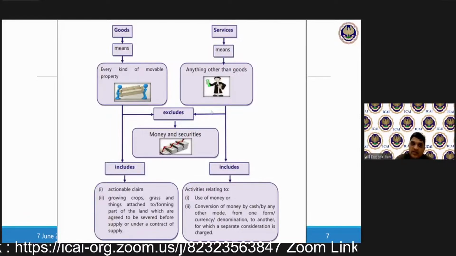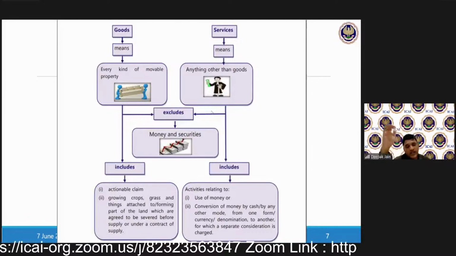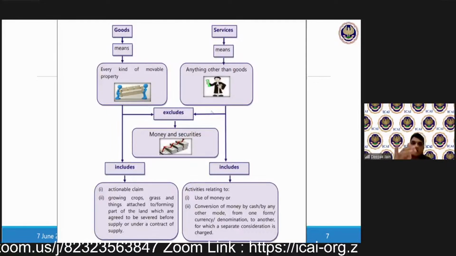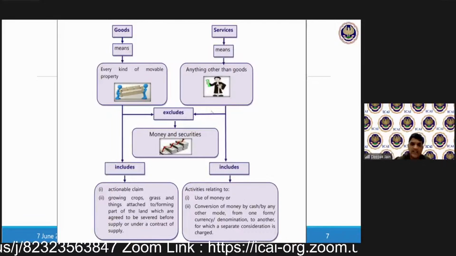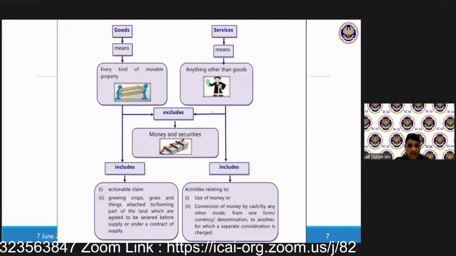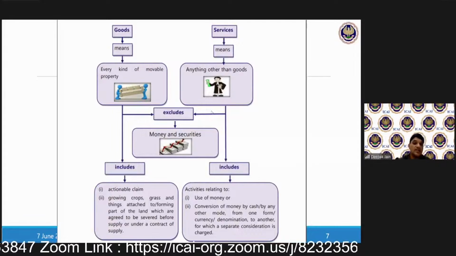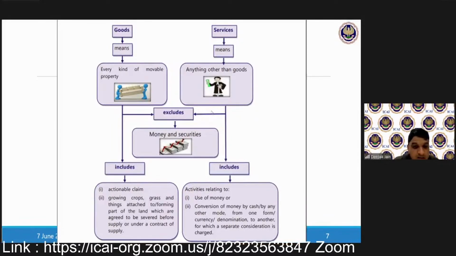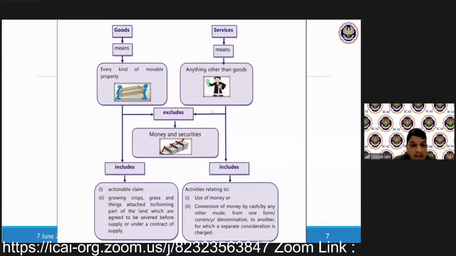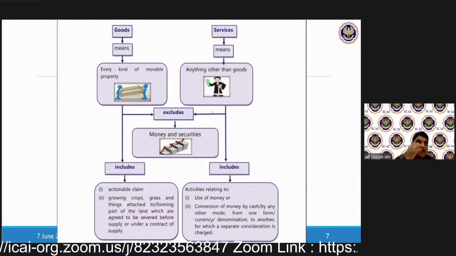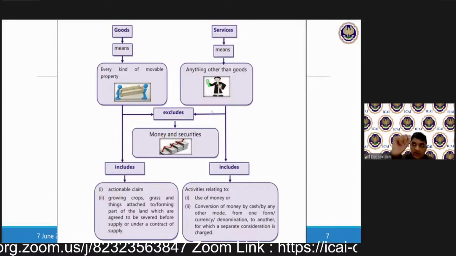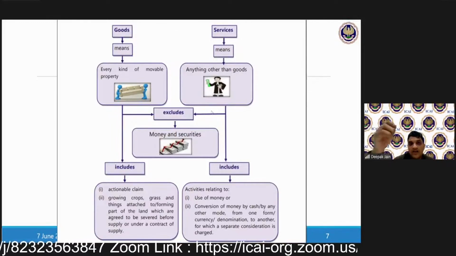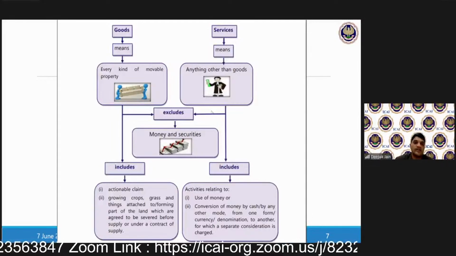And there also it excludes money and securities. So money and securities are excluded in goods and they are excluded in services also. But what does it include? It includes activities relating to use of money. Okay, money is excluded, but activities relating to use of money are included. Then conversion of money by cash or by any other mode. Somebody was asking about conversion of Indian currency to foreign currency. That conversion charges will be included in the definition of service.